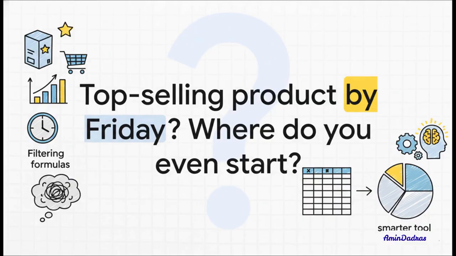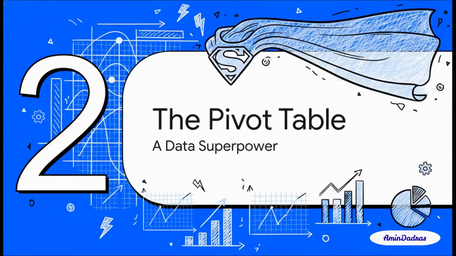The request comes in. Your boss needs to know the top-selling product, and of course, the deadline is breathing down your neck. You could spend hours filtering, sorting, trying to remember some complex formula, or you could use a much, much smarter tool. This is where you get a data analysis superpower. Seriously, let's talk about the pivot table.